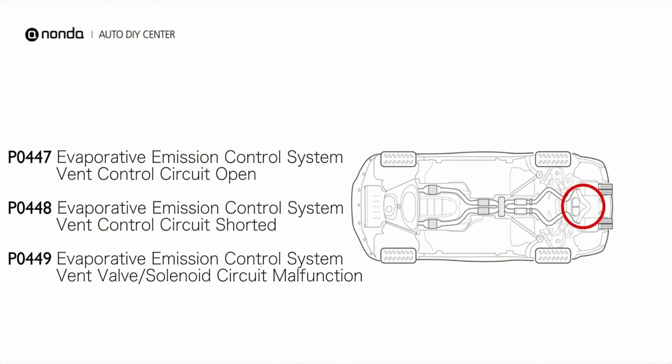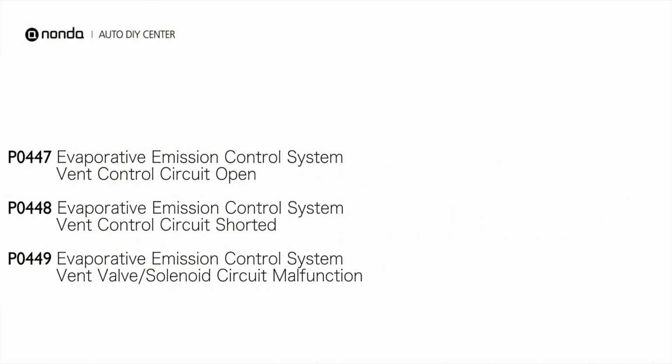P0448 denotes a short circuit, where electricity is bypassing its intended route, frequently due to damaged wire insulation or a faulty internal solenoid. Finally, P0449 represents a general circuit malfunction, a broader code triggered when the engine control module detects that the vent valve solenoid is not operating within its expected electrical parameters, often resulting in an illuminated check engine light and potential emissions test failure.